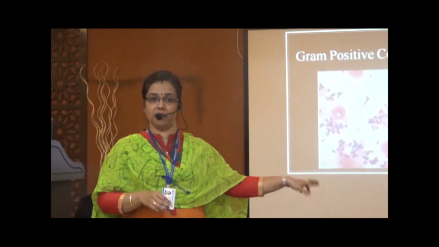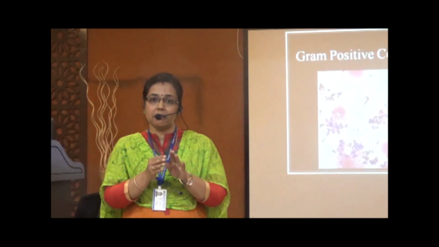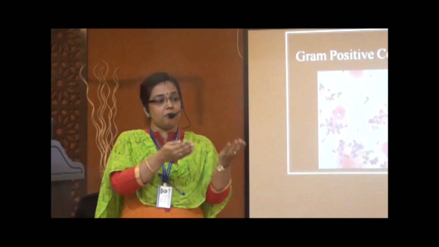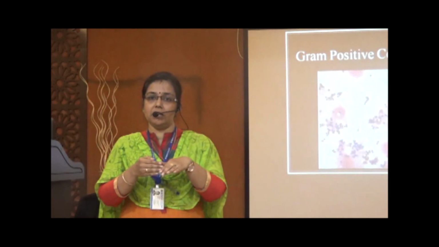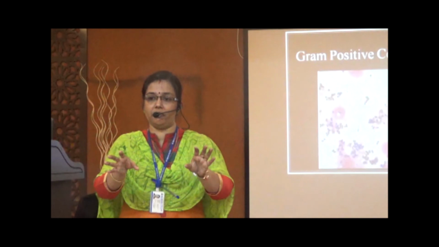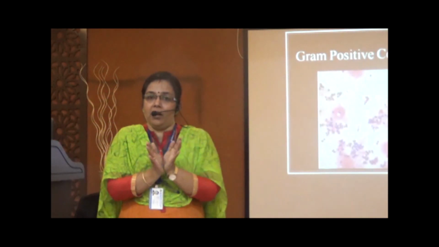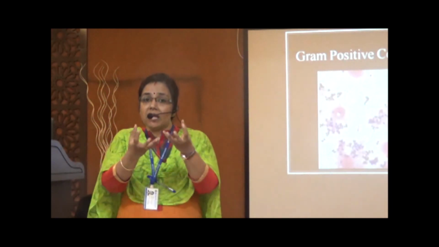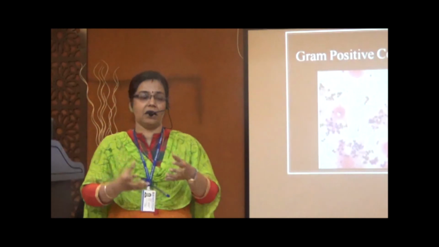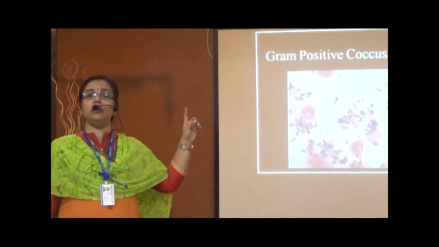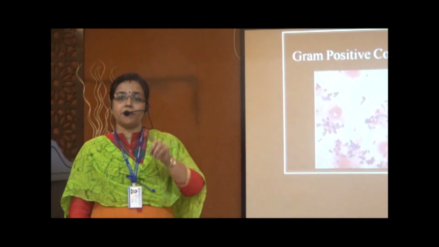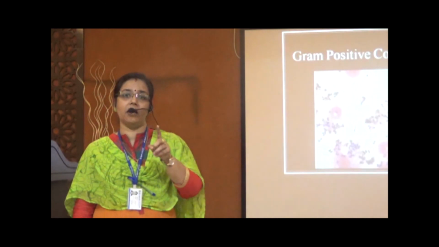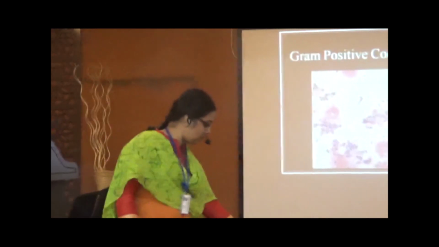When we use the gram decolorizer, the lipid component is dissolved by the decolorizer and washed out from the cell wall. So the primary stain that was absorbed by the bacteria is removed through this process, and the bacteria are free of color. And when we add the secondary stain, safranin, the bacteria take the color of safranin and appear as red. In this figure, the organism is gram-positive, so it absorbs the crystal violet stain and retains the color of crystal violet and appears as blue or purple color.